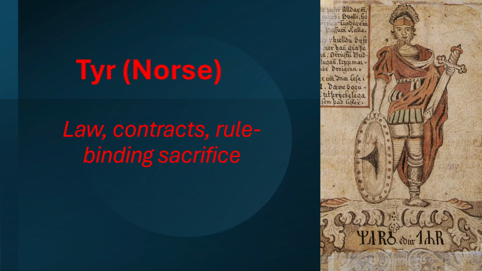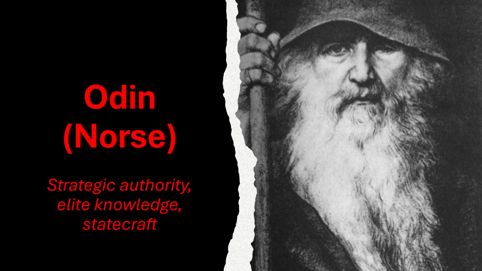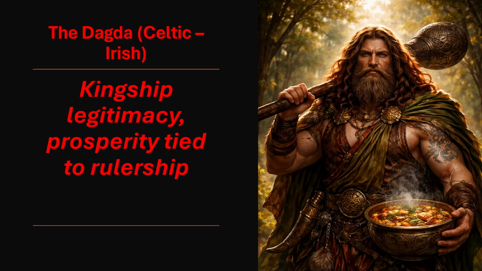Tyr is the next god who represents law, contracts, and rule-binding sacrifice. Odin is the next god who represents strategic authority, elite knowledge, and statecraft. The Dagda is the next god who represents kingship, legitimacy, and prosperity tied to rulership.